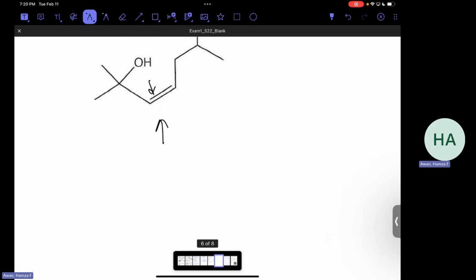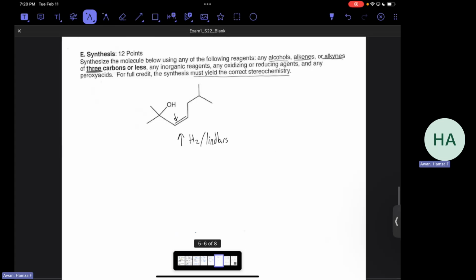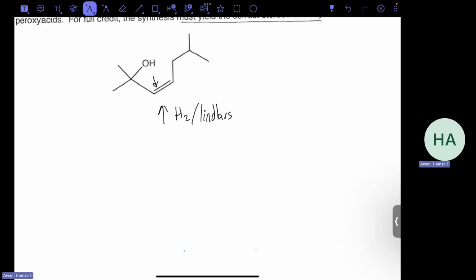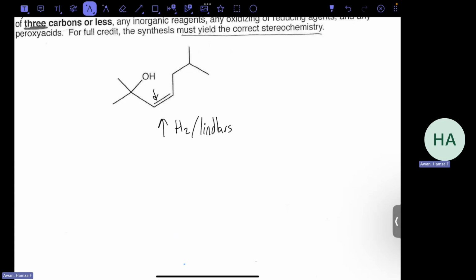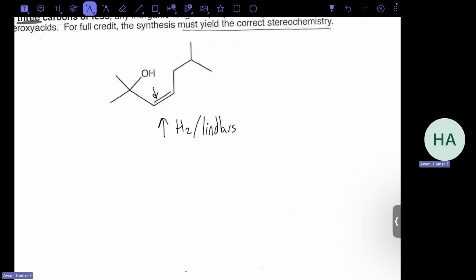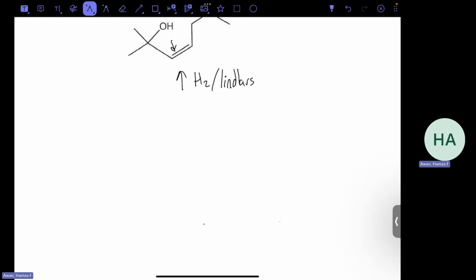So the first thing we can do is H2 and Lindlar's catalyst. So what H2 and Lindlar's catalyst does, it's a reducing agent, right? But whenever H2 and palladium or platinum, those heavy metals, come into contact with an alkyne, it reduces it all the way to an alkane, right? But whenever we add Lindlar's catalyst, it stops at just the alkene, right? So what we can do here is instead of just taking away the double bond, we make it into a triple bond, right?